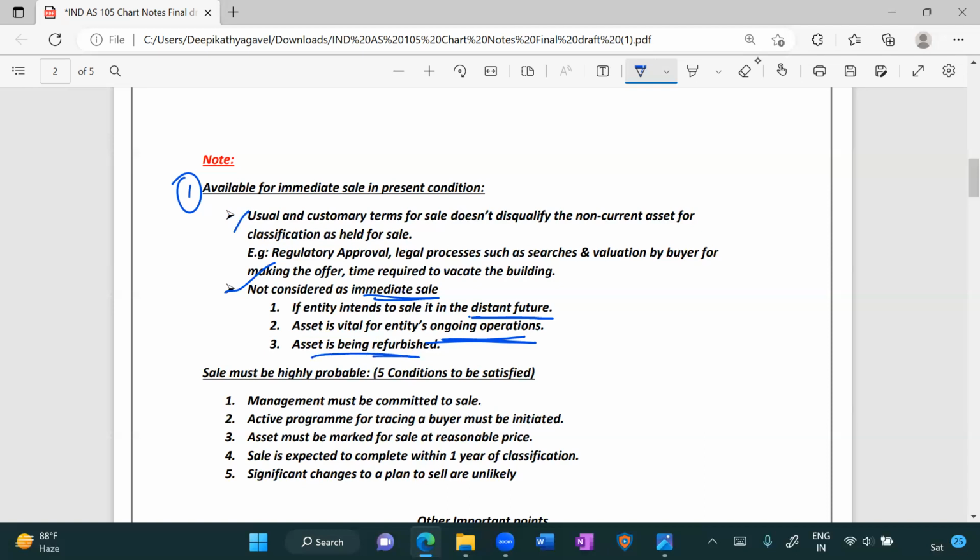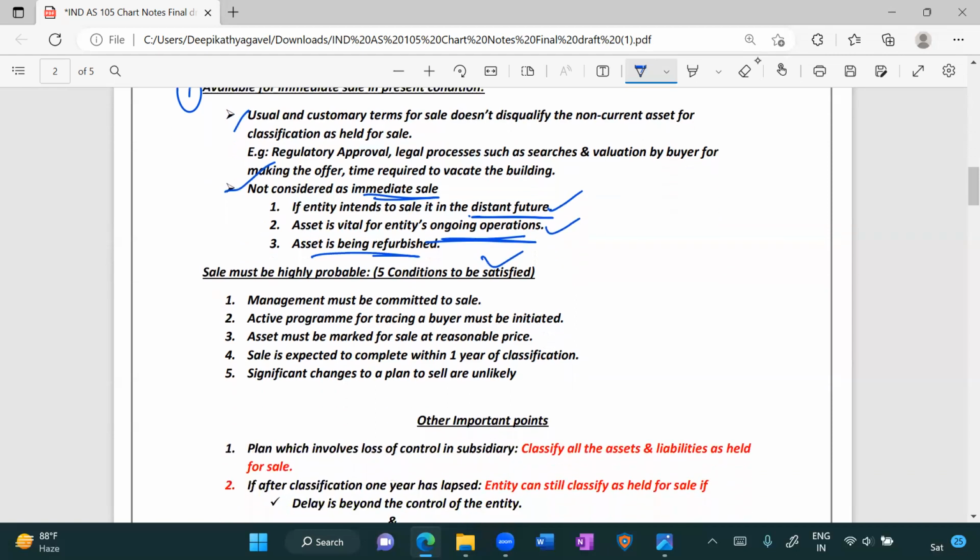Asset is being refurbished. What do you mean by refurbished? Renovated. The asset is being renovated, or changes are being made to the asset. In that case also, you will not classify it under 105. Why? Because the first condition of 105 is not satisfied. What is the first condition of 105? It should be available for immediate sale in the present condition, right? So if any of these three cases exist, you will not consider the asset to be available for immediate sale in the present condition. Hence, the classification under Ind AS 105 will not happen, is what the standard says.